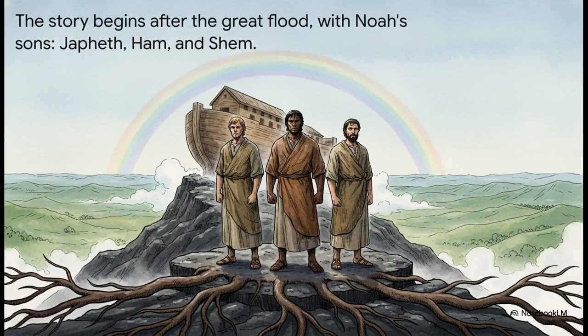Okay, so our story kicks off right after the Great Flood. This isn't a blank slate, it's more like a total reset. And at the center of it all is one family. Humanity gets its do-over through Noah's three sons. You've got Japheth, Ham, and Shem. And according to this story, pretty much every single person, every clan, every nation, you can trace the line all the way back to one of these three guys.